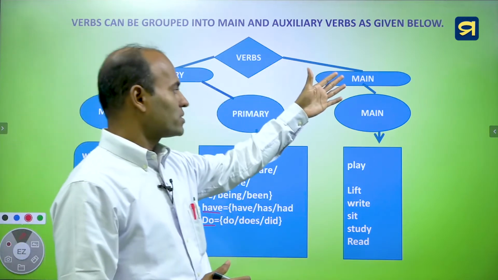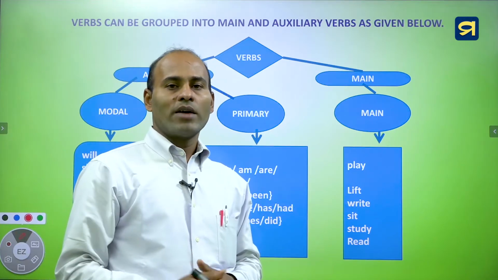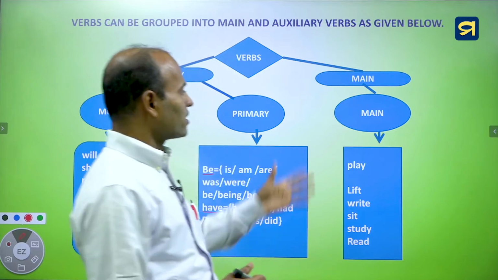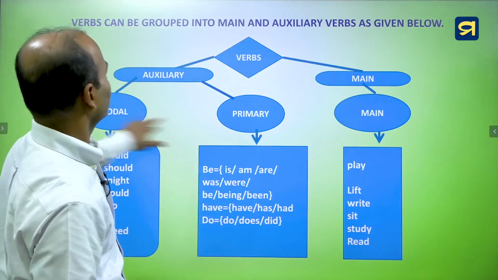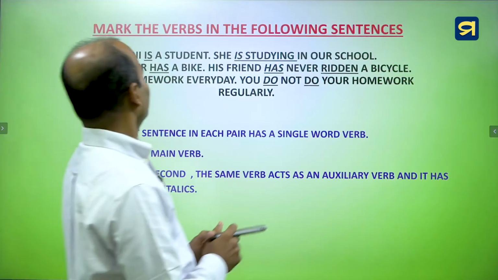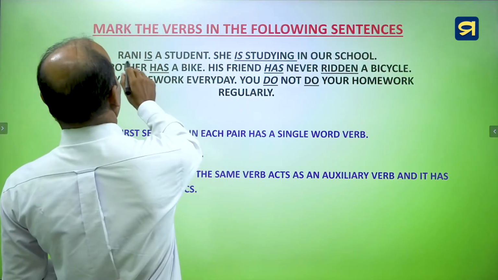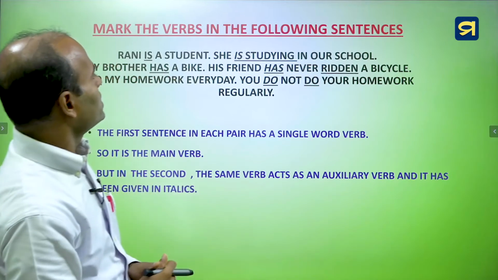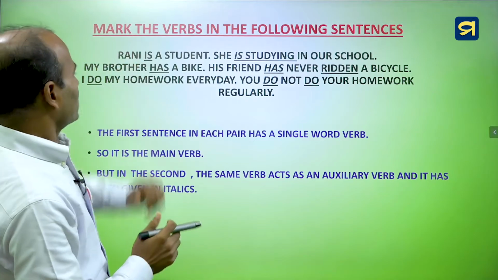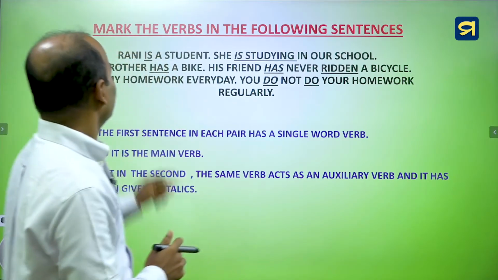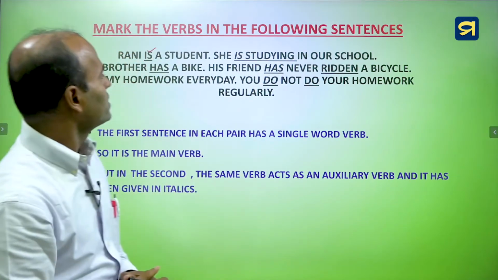In case of main verbs, every verb can have some dictionary meaning. These are called main verbs. Okay? Now, mark the following sentences. Rani is a student. She is studying in our school. So here, mark the underlined words. Here is, and in the second sentence, is studying.